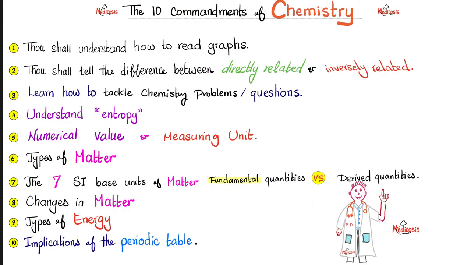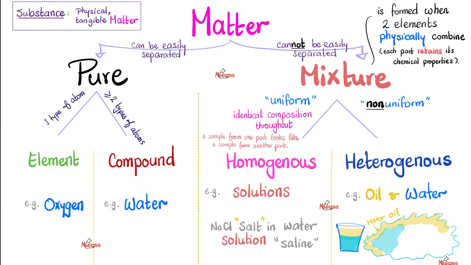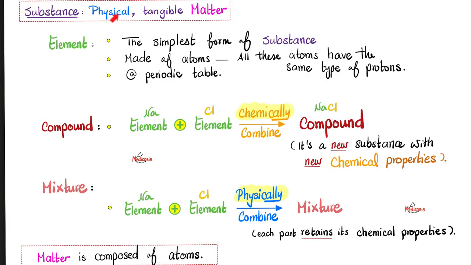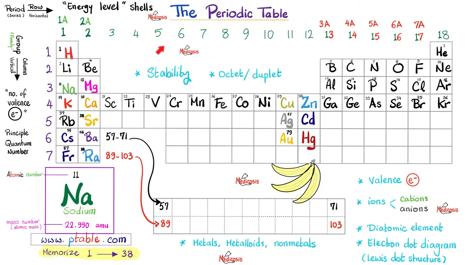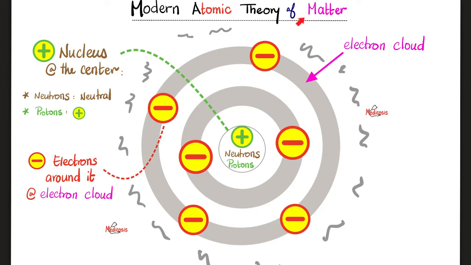Chemistry is about what? Matter and energy. Matter could be pure or a mixture. The pure matter could be an element or a compound. Substance is physical matter, the simplest form of which is the element. And let's talk about the periodic table of the elements. There you have it. The rows are called periods or series. The columns are known as groups or families. Metals tend to be more to the left. Non-metals tend to be more to the right. Metalloids in between. The element is made of atoms.